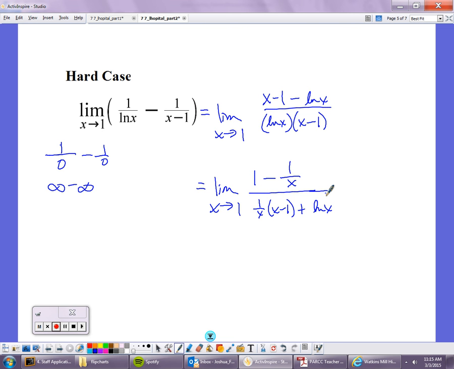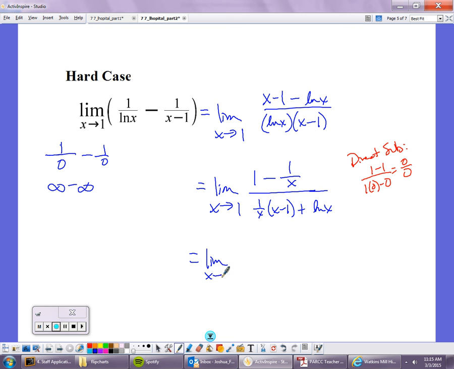Okay, now what happens? Well, if I try direct substitution here, what happens? I get 1 minus 1 over 1 times 0 minus 0, so I get 0 over 0 again. So I'm no better off right now. Well, I actually am a little bit better off, as it turns out, but it doesn't look any better. But I've got another indeterminate form, which means I can apply L'Hopital a second time.